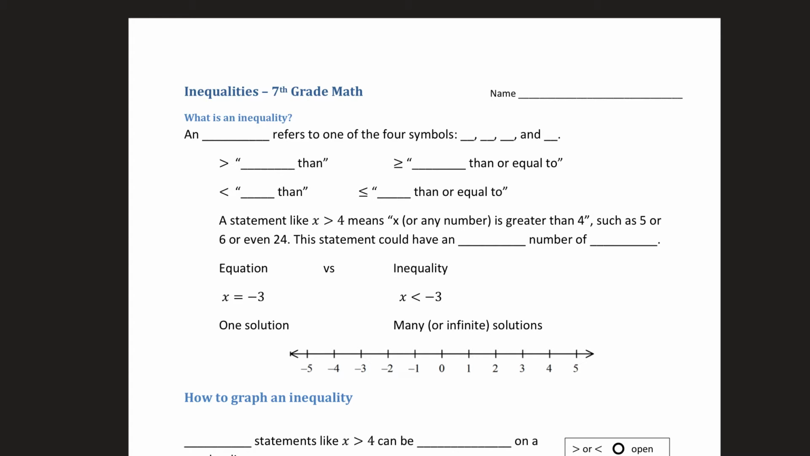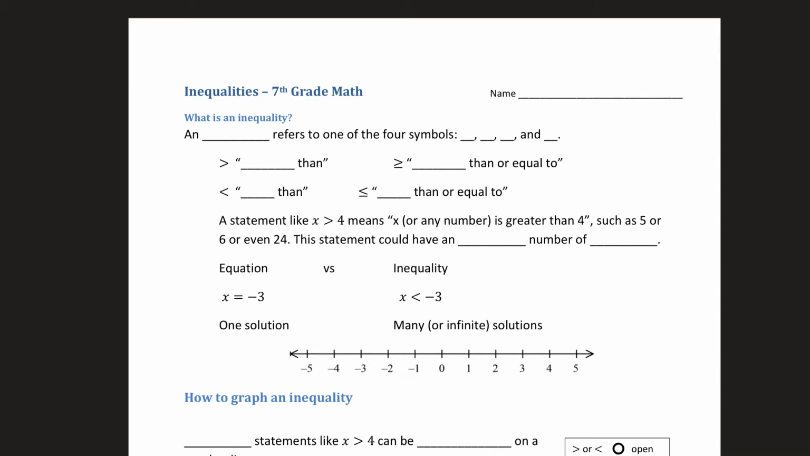Hi, and welcome to my lesson on inequalities. You can see lots of blank spots here. In fact, I have a download version of this where you, the student, will have a copy and insert all the blank spots. Along the way, you'll hopefully learn some interesting things about inequalities.